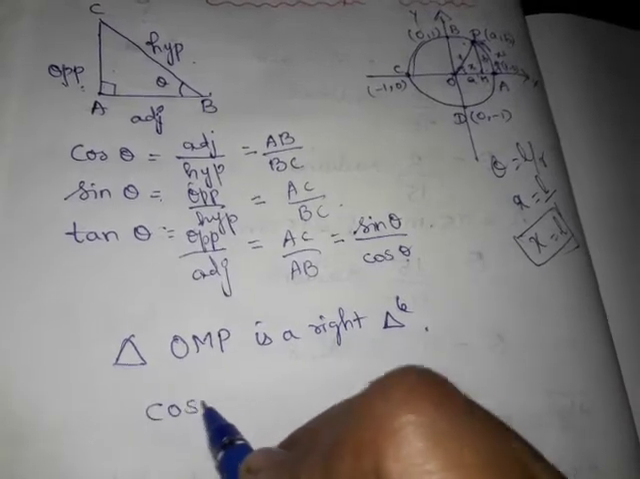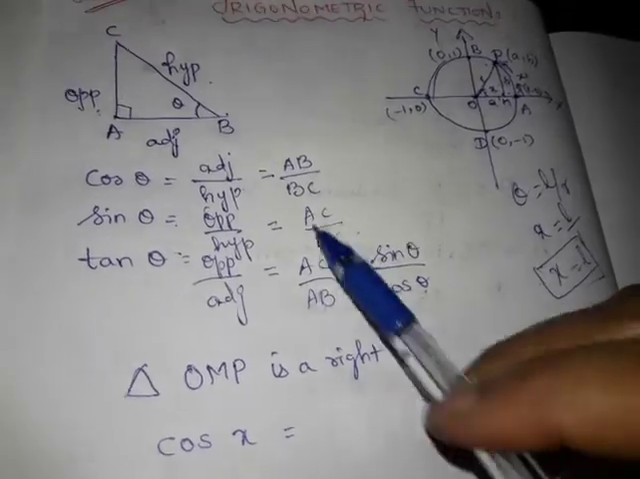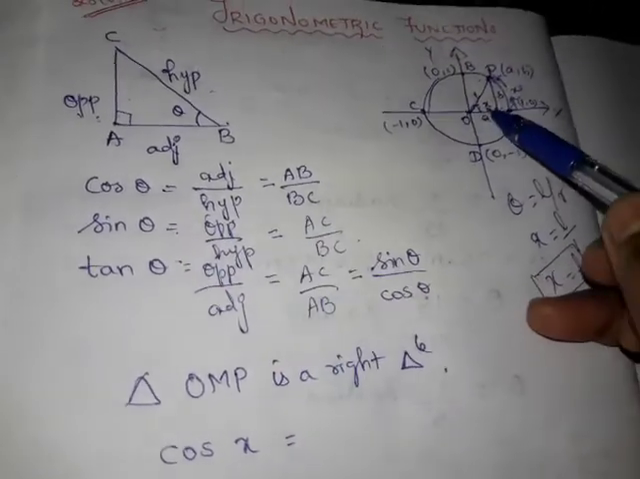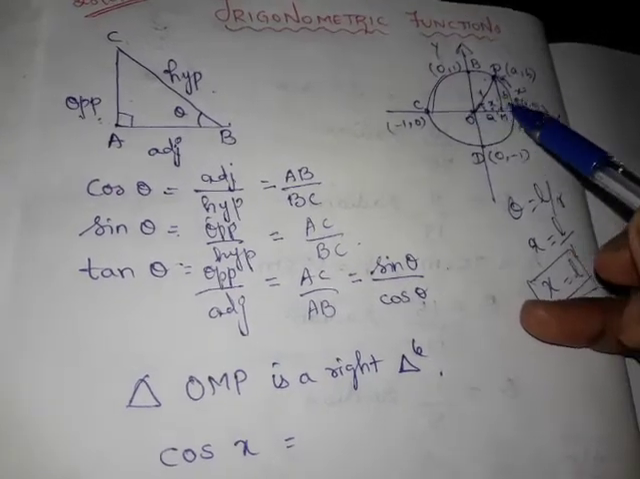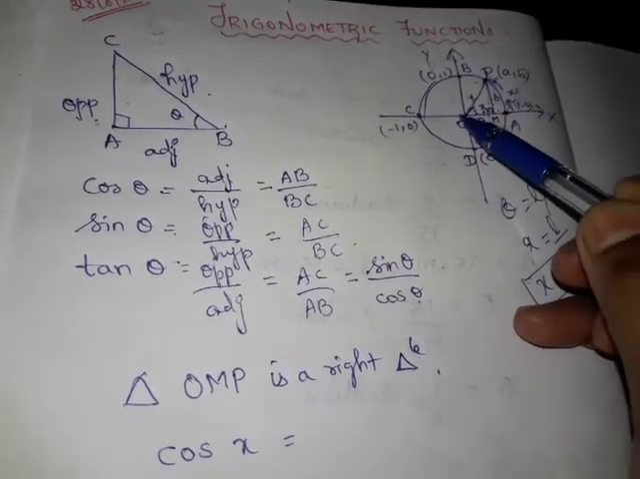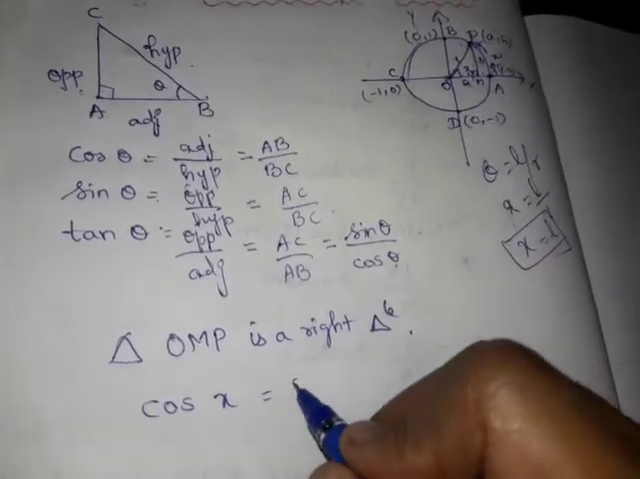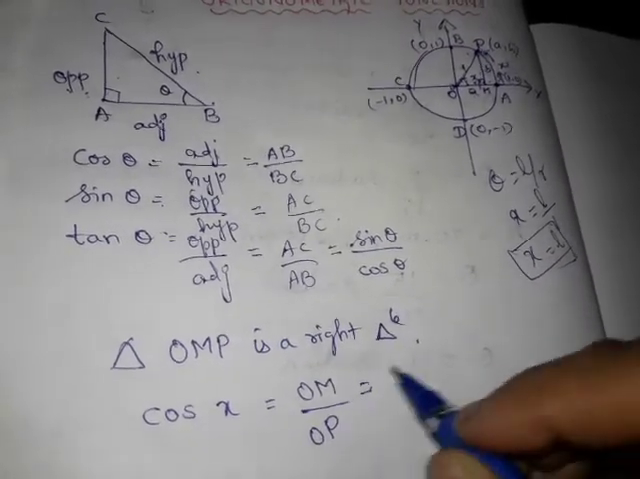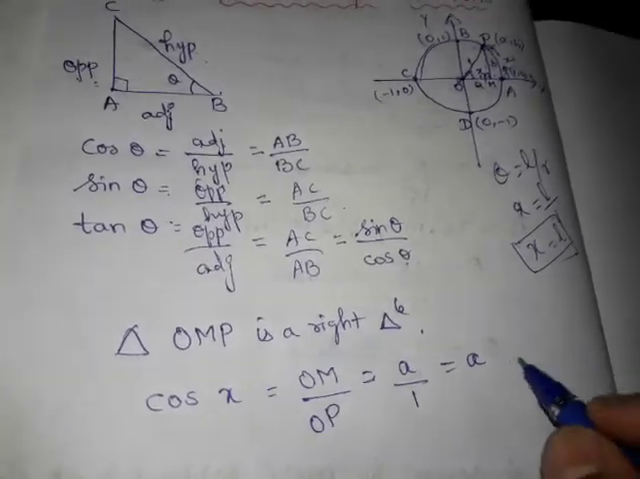Therefore cos x will be what? Again the definition of cos theta is adjacent by hypotenuse. Now our angle is x, and this is a right triangle with 90 degrees here, therefore this side is your hypotenuse. Which is adjacent to x? Adjacent to x is OM divided by OP. What is the measurement of OM? A. OP is 1, therefore cos x is A.